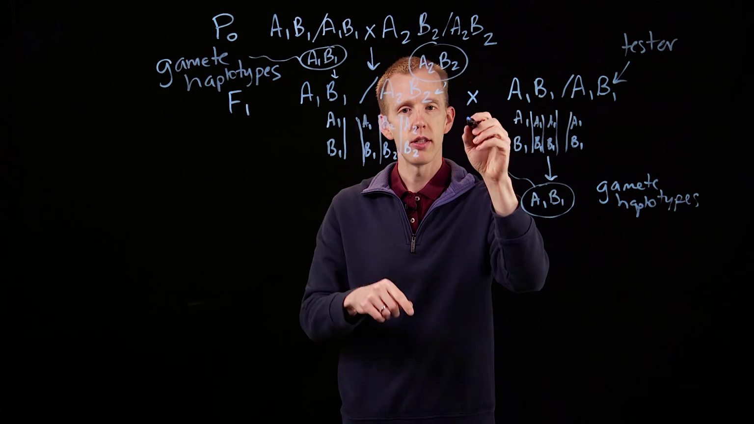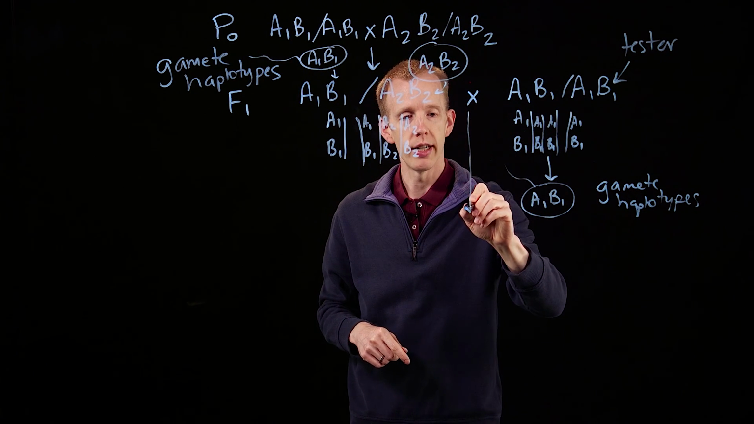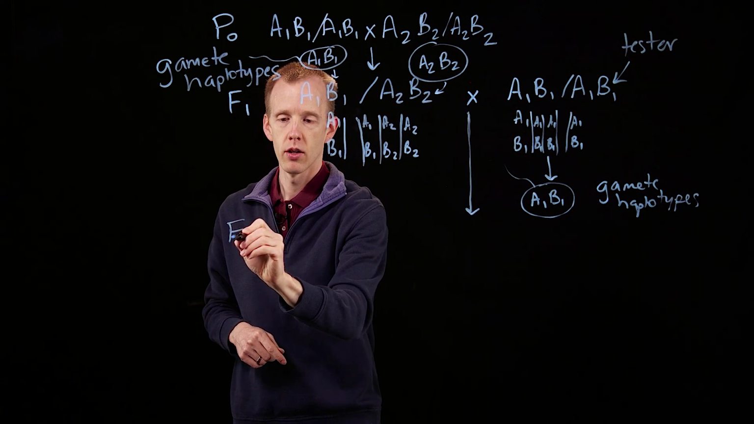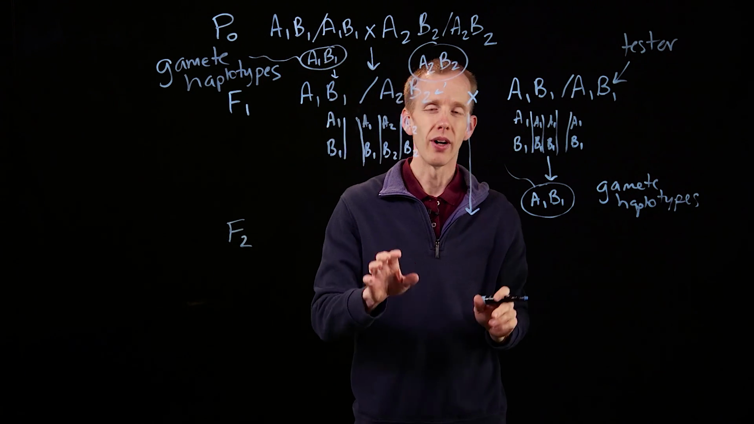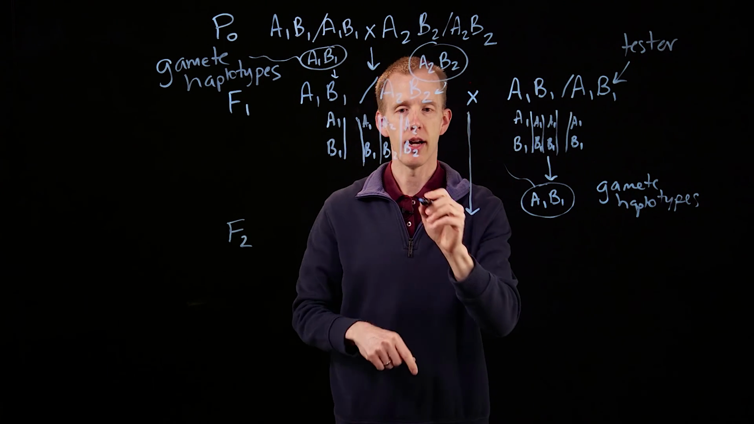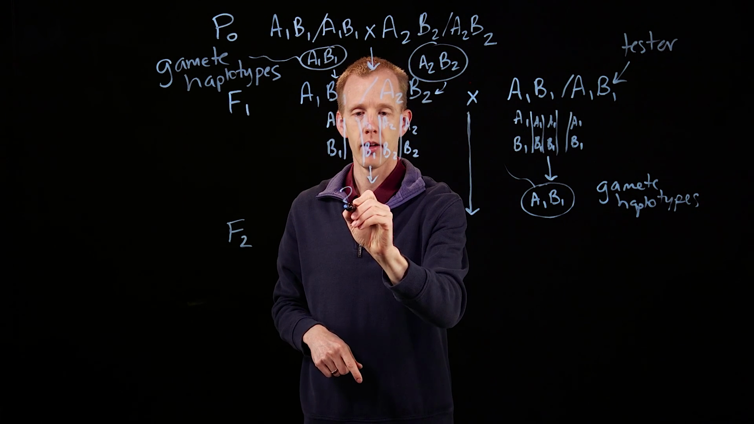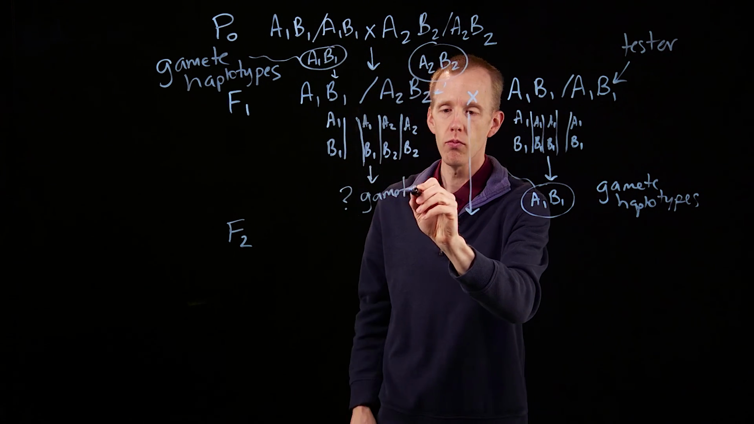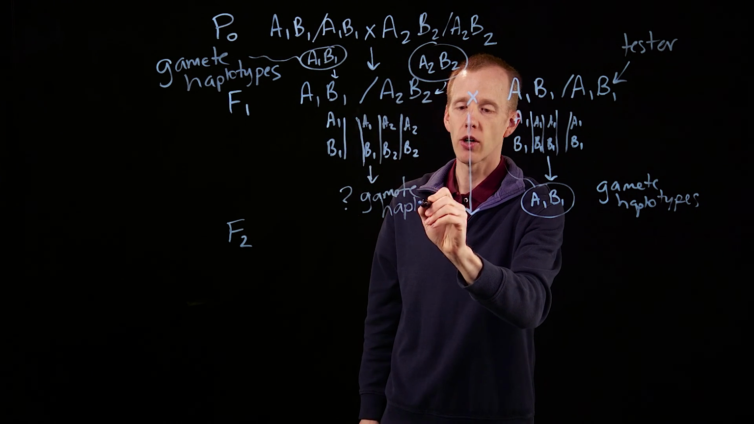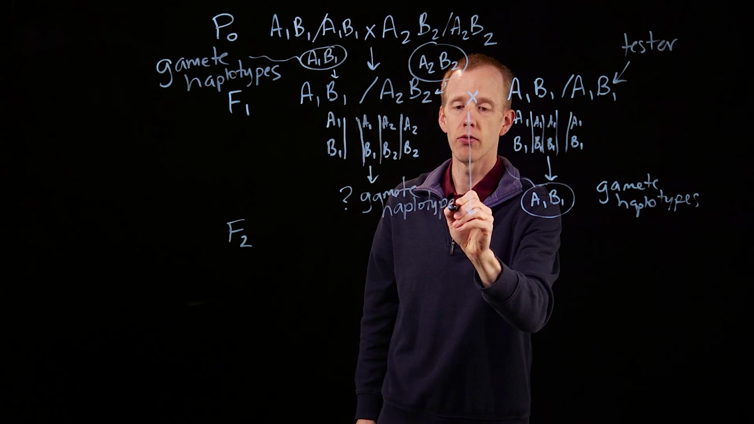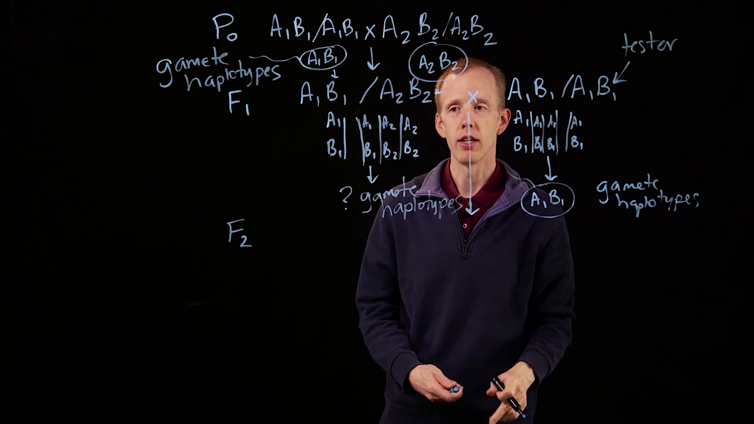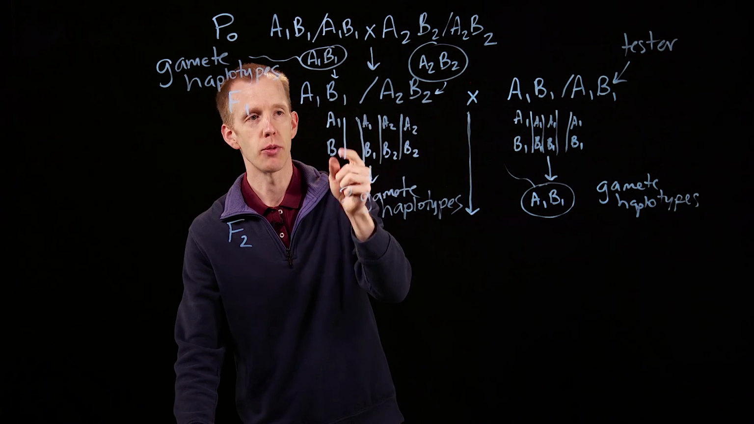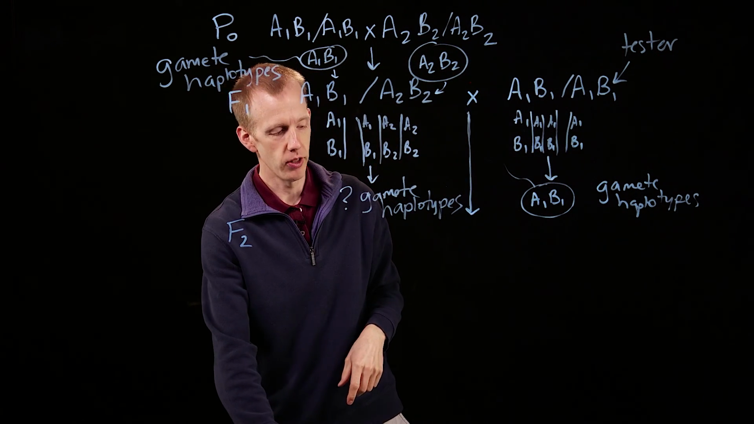So that when we cross these individuals in the F1 generation together to produce the F2 generation, we'll know exactly what the gamete haplotypes were from the F1 dihybrid. And that's essentially the question we're asking when we do any sort of genetic mapping experiment: what are the individual haplotypes of the gametes produced by a dihybrid individual?